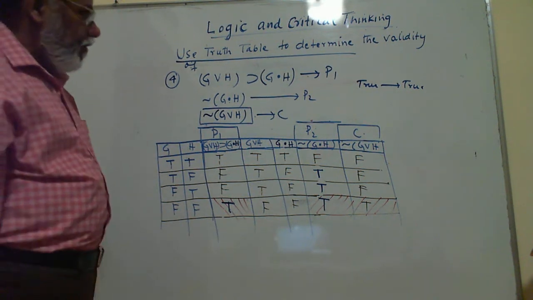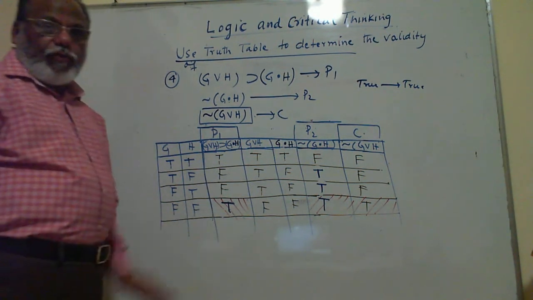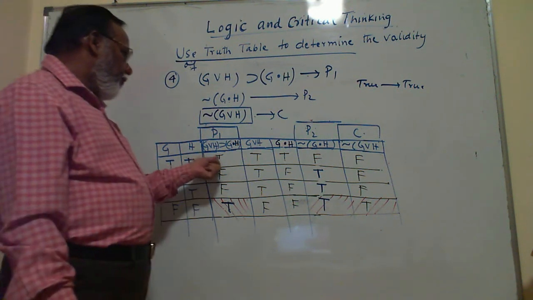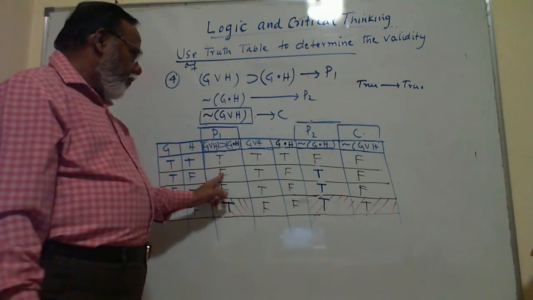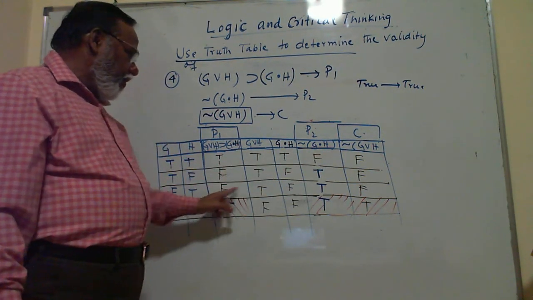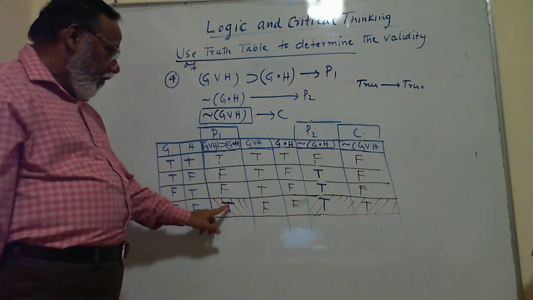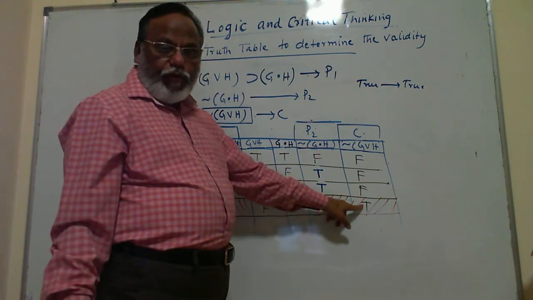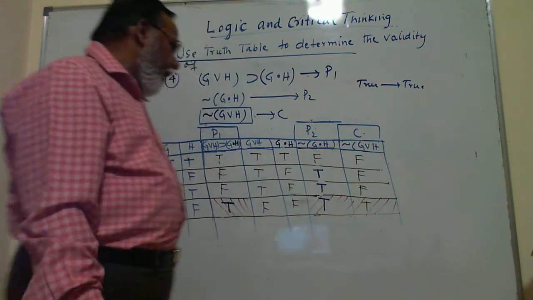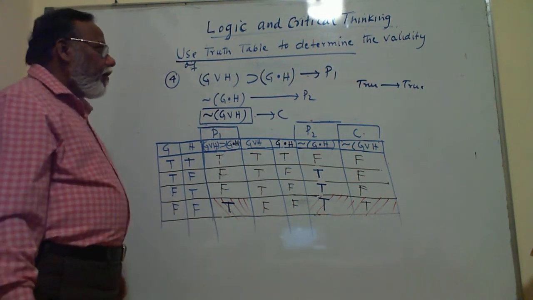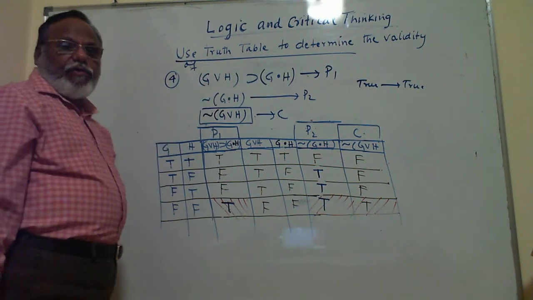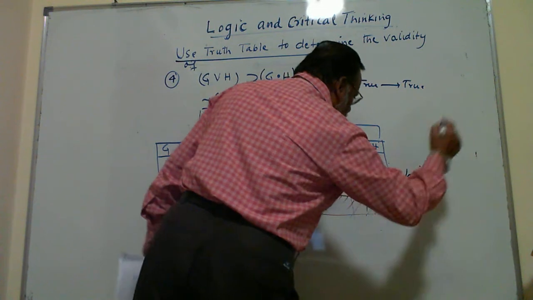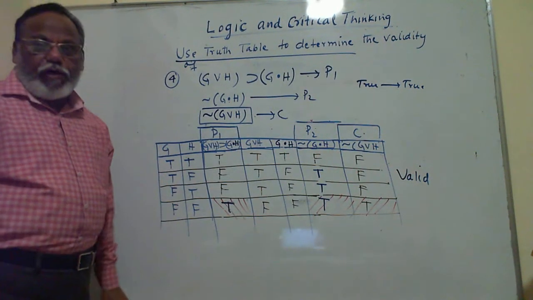Now what I need to see is whether, if both premises are true, it leads to a true conclusion or not. So here both premises are not true, we reject it. Here both premises are not true, we reject it. Both premises are not true, we reject it. Now here we find both premises are true. Then I go to the conclusion, it is also true. Okay, so I find again that this agrees with the case that true premises lead to a true conclusion. Hence we can again conclude that this is valid. This is a valid argument.